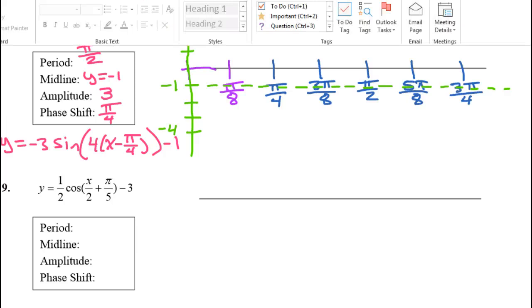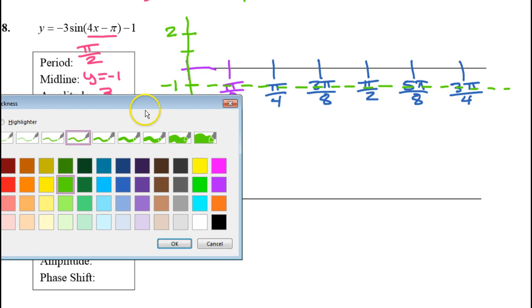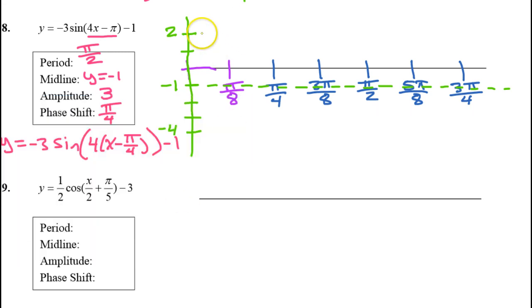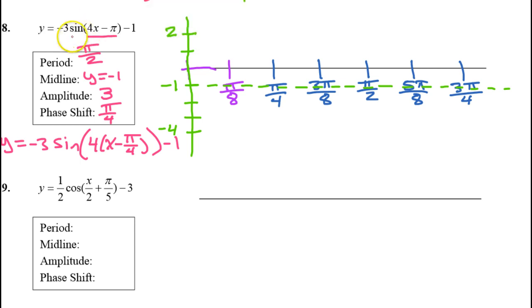I think for fun, I'm going to put some extra lines on here to help me graph a little bit better. No, I won't. Alright, so the sine function starts at the midline. Remember, the phase shift is pi over 4. So we're going to start our first dot at the midline at the phase shift, pi over 4.